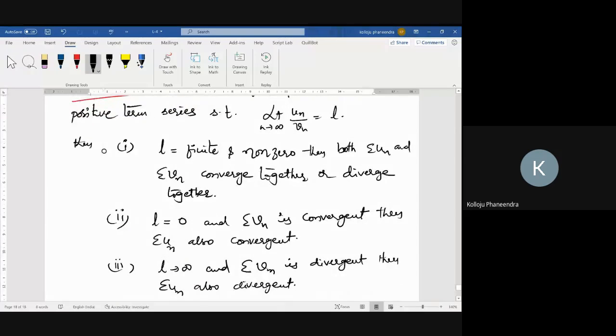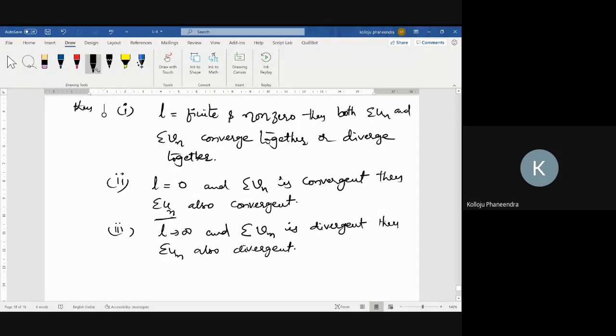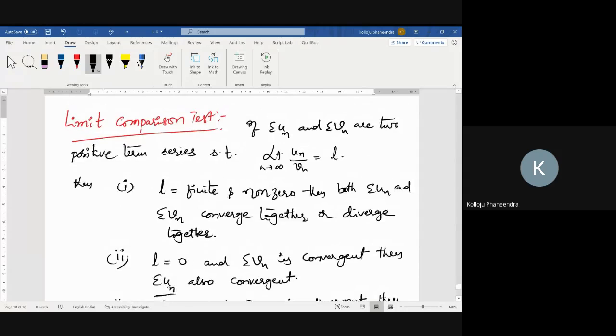Totally 3 conditions. The limit of un by vn as n tends to infinity is L. If the limit value is non-zero finite, then both the series converge together or diverge together. Meaning, if sigma un is convergent, then sigma vn also converges; if sigma un diverges, then sigma vn also diverges. Second, if the limit value is 0 and sigma vn is convergent, then sigma un also convergent. Third, if the limit is infinity and sigma vn is divergent, then sigma un also divergent. This is the limit comparison test.